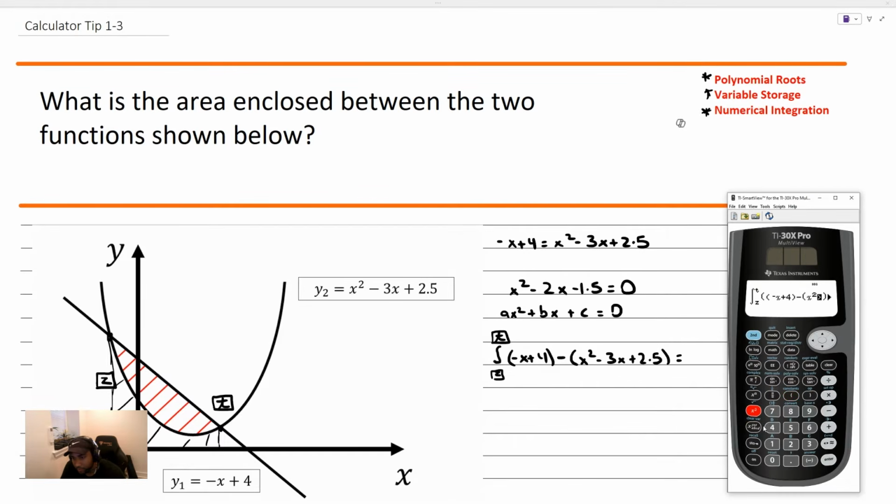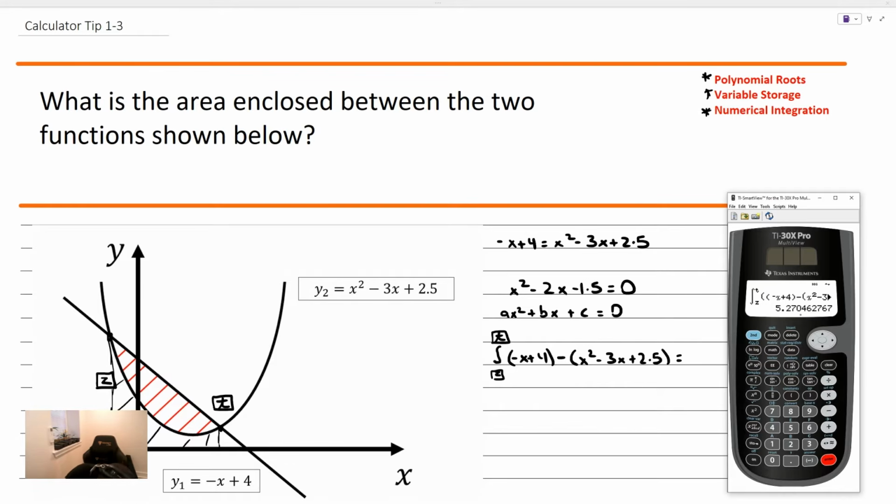Subtract off x squared minus 3x plus 2.5. We're going to close that parentheses here. And looks like we are good. Let's click enter here. Okay, so we got our final answer here.